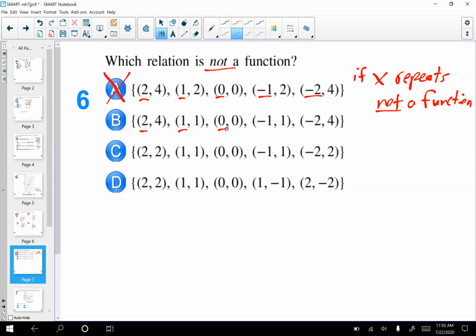2, 1, 0, negative 1, negative 2. All different. 2, 1, 0, negative 1, negative 2. All different. 2, 1, 0, 1, 2. So we have multiple instances of our x repeating. You really only need one, but in this case we just happen to have 2. So once x repeats, not a function.